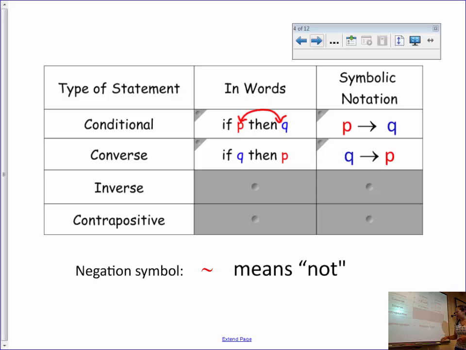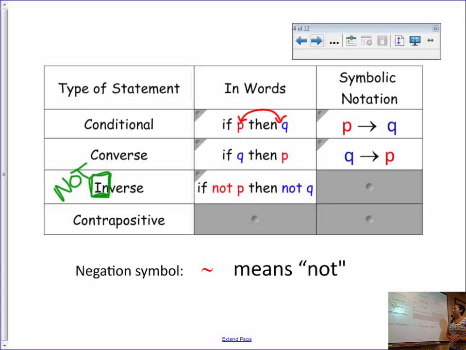Inverse. All right. I do like English, and the prefix in means not. Okay? So what we're going to do is we're going to keep this in order. So I'm using the in as a double memory device for me. In order is the conditional, but not the conditional. So we're going to say if not P, then not Q. And in symbols, we're going to use this squiggly to represent that we're not what we started with.